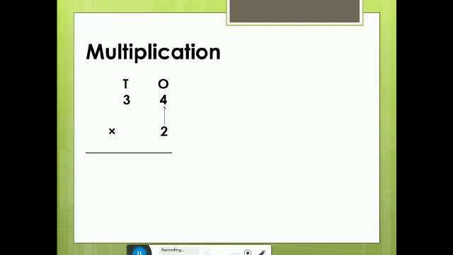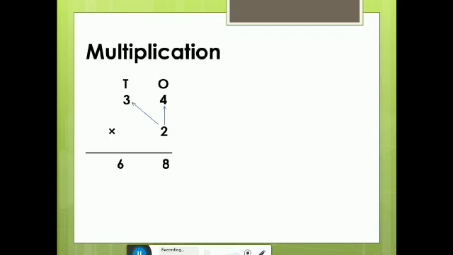2 ones are 2, 2 twos are 4, 2 threes are 6 and 2 fours are 8. Means the answer is 8. Now, I will multiply 2 with 3, which means the unit place digit will multiply with the tens place. 2 ones are 2, 2 twos are 4 and 2 threes are 6. So when we multiply 34 with 2, we will get 68.